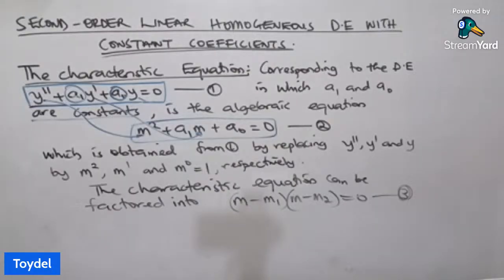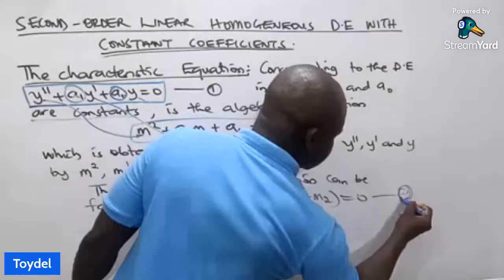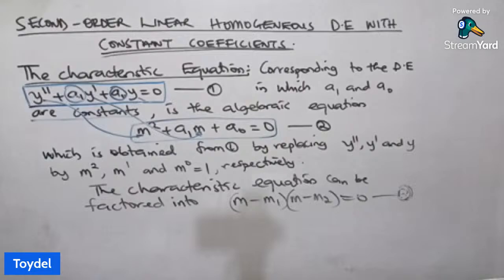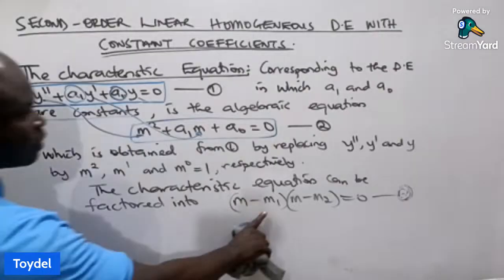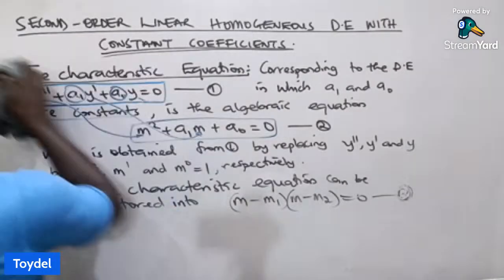So if you want to solve second order linear homogeneous differential equations, rewrite the differential equation in the form of an algebraic equation, which is called the characteristic equation. Then try and solve it. Once we solve it, then we know what to do. So the characteristic equation can be factored into what is called 3 here. Then how do we now solve the problem? From this 3, in which the characteristic equation has been factored, what do we do? Once we are able to get the values of m1 and m2, then we go ahead and find the general solution.